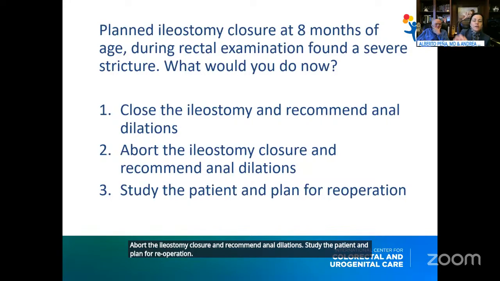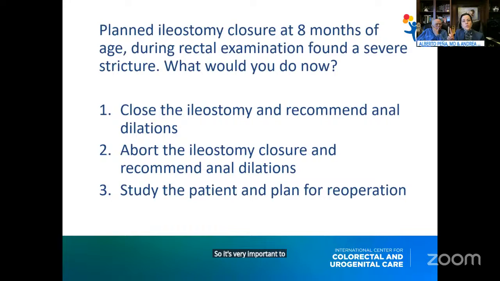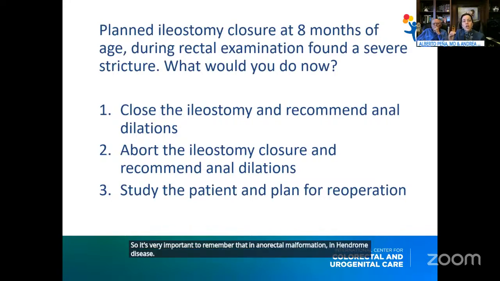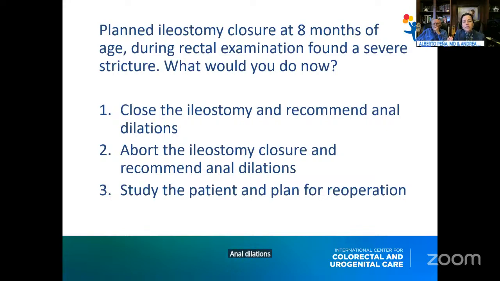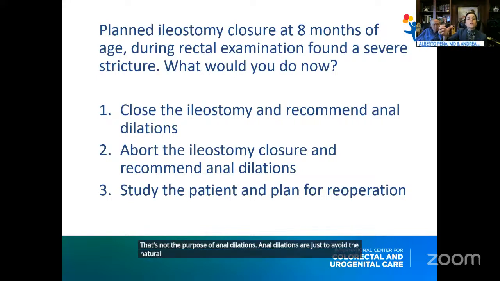So it's very important to remember that in anorectal malformation and Hirschsprung disease, anal dilations are not to dilate severe real stricture. That's not the purpose of anal dilations. Anal dilations are just to avoid the natural healing process from healing and narrowing our surgery. If you have detected a severe stricture, don't submit the patient into dilations because this is torture.